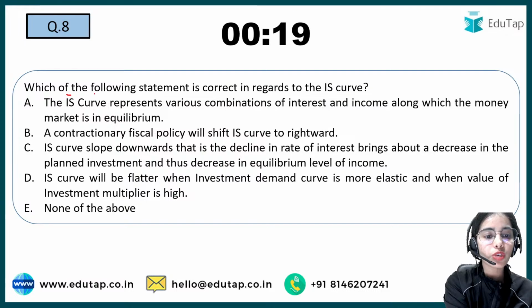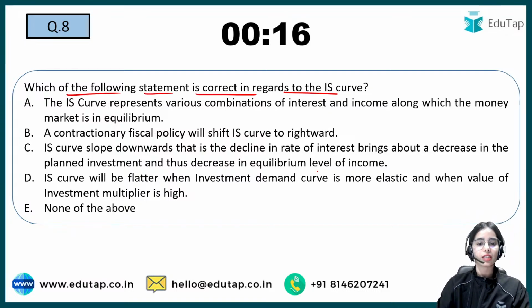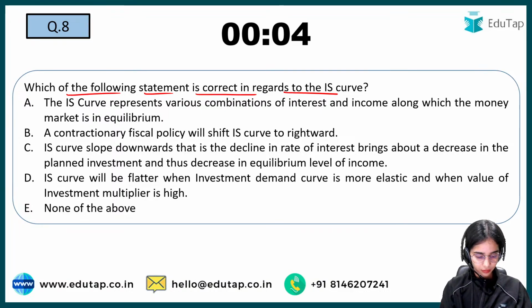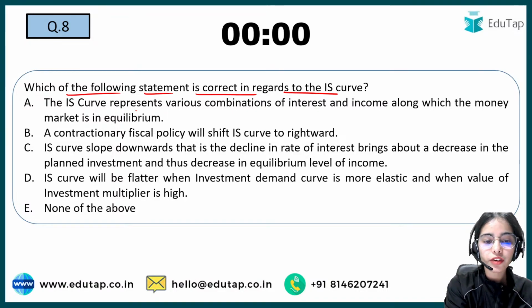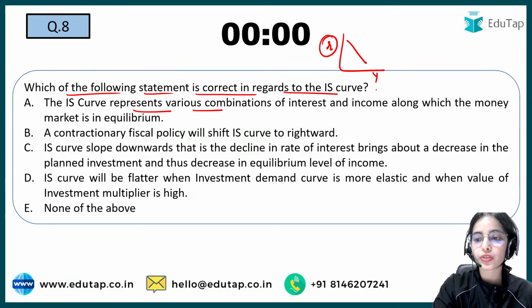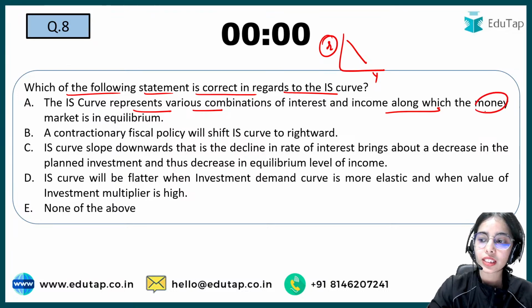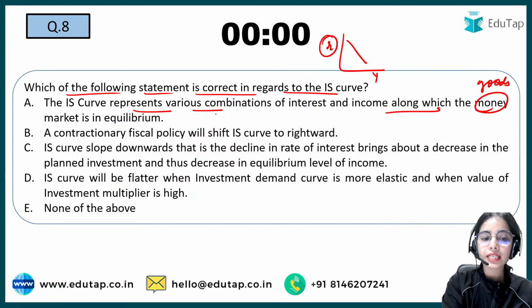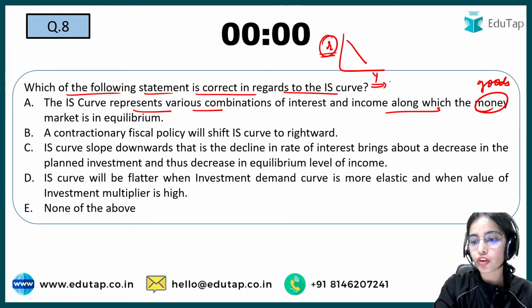Okay. Next is, which of the following statements is correct in regards to the IS curve? So read the statement carefully and try to answer this. So first of all, the IS curve represents various combinations. The IS curve is like this. It represents the various combinations of the rate of interest and the level of income along which the goods market is in equilibrium.